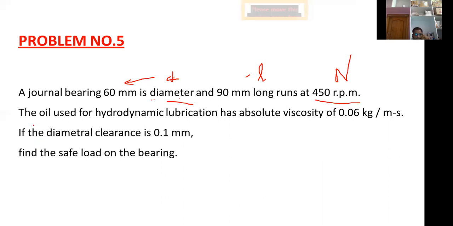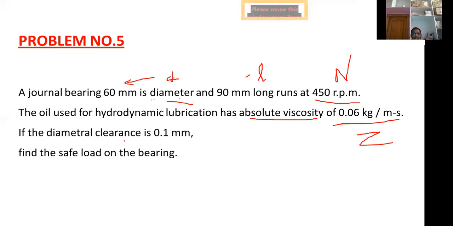And here the oil used for hydrodynamic lubrication is given. That is the value of absolute viscosity for the hydrodynamic lubrication bearing, 0.06. This means capital Z is given. Capital Z is the value of absolute viscosity.